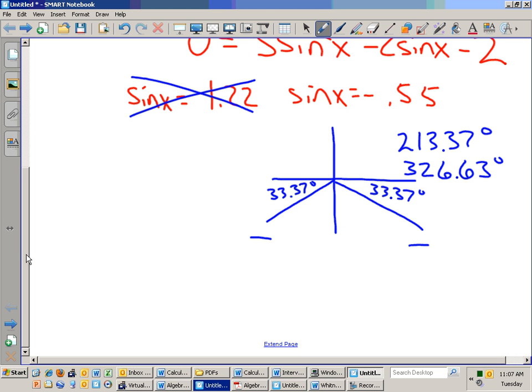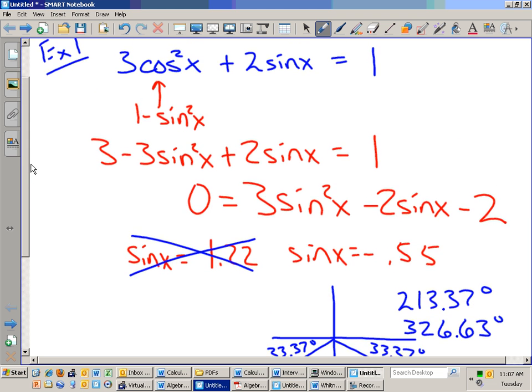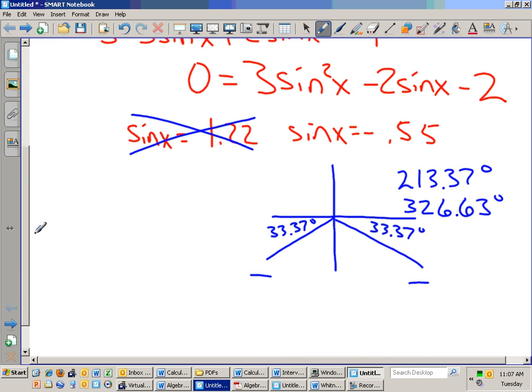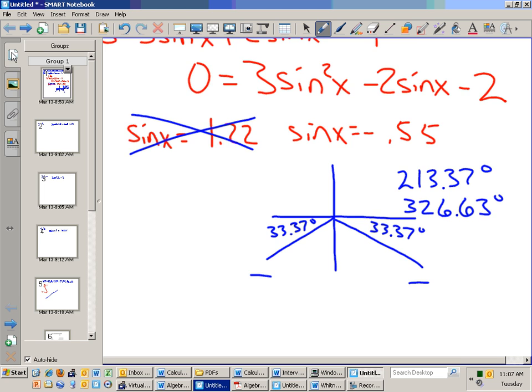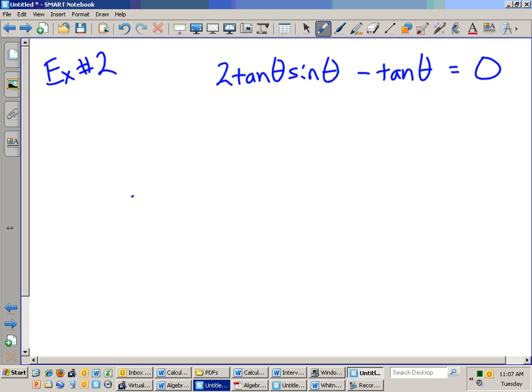So remember, we started by substituting 1 minus sine squared. We distributed it through. We realized it didn't factor. We used the quadratic formula. After we used the quadratic formula, we saw that there were no solutions to this one, but there were two solutions for that one. Okay, we move on. Example 2. 2 tangent of theta sine of theta minus tangent of theta equals 0.